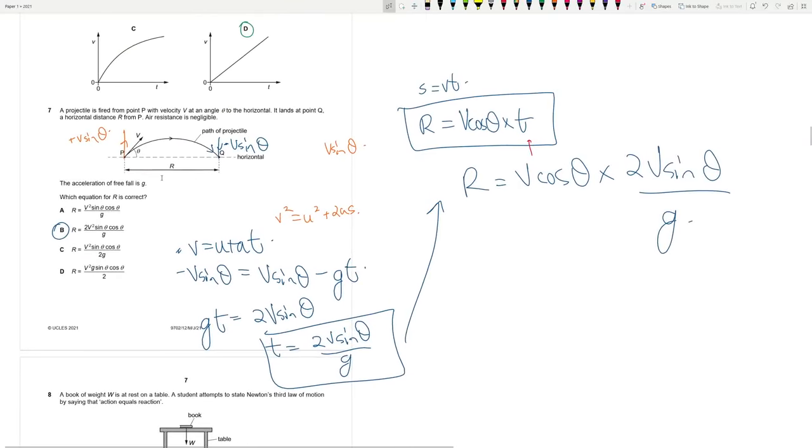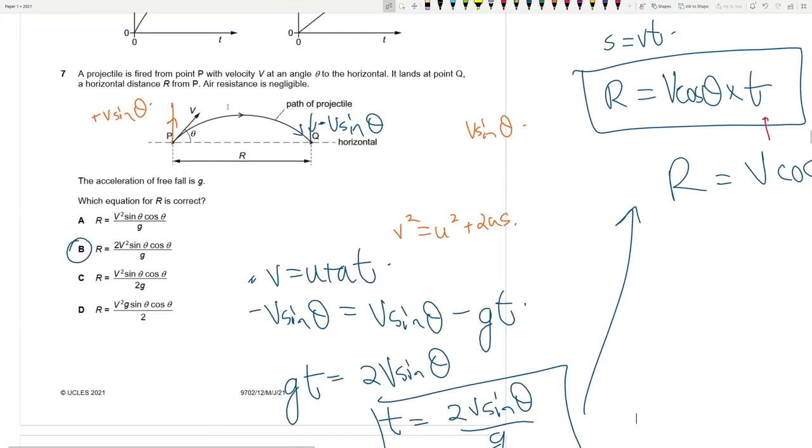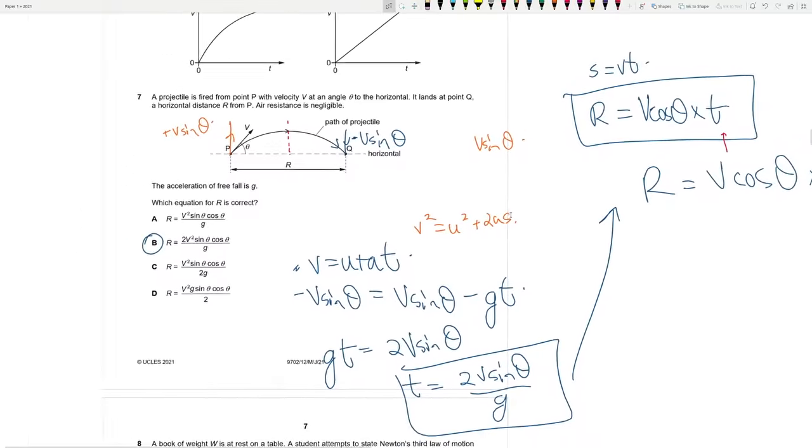Or you could find out the time taken to reach the maximum point using v is equal to u plus at. 0 is equal to v sin theta minus gt. So time is equal to v sin theta divided by g. Then you could just multiply it by 2, okay? Because you're going to take the same time to travel this distance. Okay, moving on.